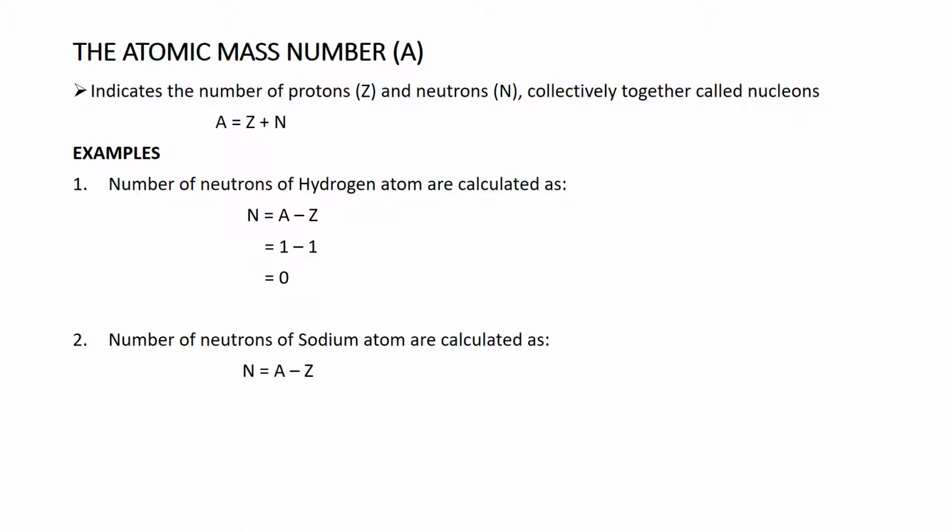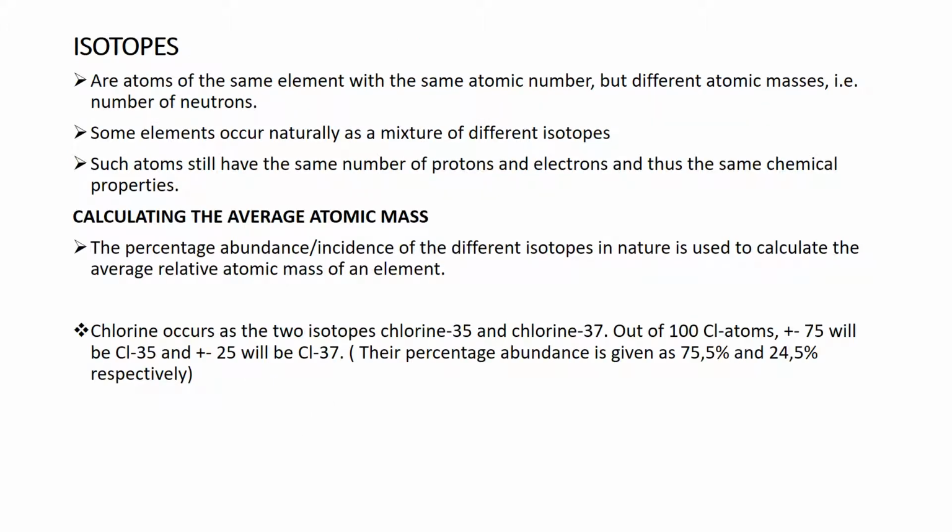Then for the sodium atom, again, the number of neutrons is equal to the atomic mass number minus the atomic number, or number of protons. That will be equal to 23 minus 11, because we have 11 protons in the sodium atom and we have an atomic mass number of 23 from the periodic table, which gives us 12. You should know how to do these calculations for exam purposes.